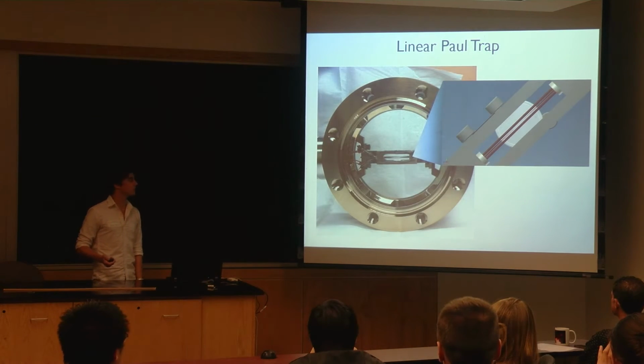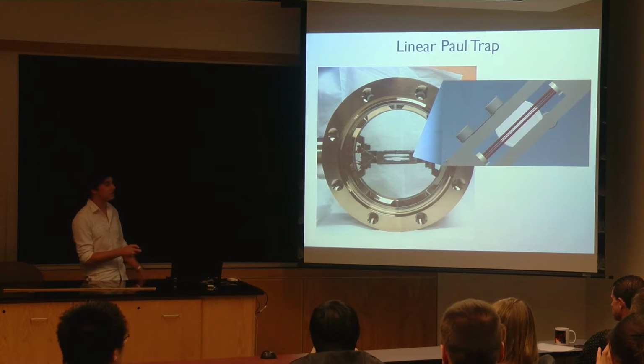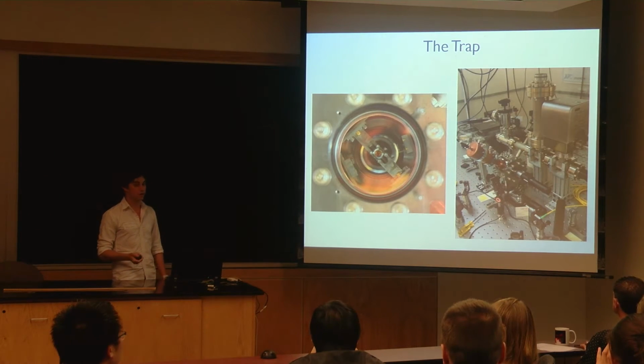So here's an actual picture of the trap itself. You can see the needles here, and then this is a 3D model of it. So you can see the rods there, and then these needles in between act as the end cap. So the ions will hang out right there. Okay, so here's another close-up of the trap.